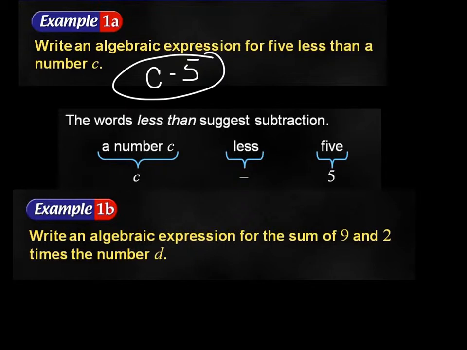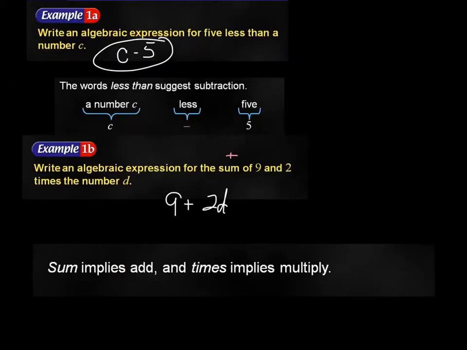Next, they ask us to write an algebraic expression for the sum of 9 and 2 times the number d. Well, sum is the answer when we add. So it's just going to be 9 plus 2 times the number d. And to write 2 times d, we just have the coefficient 2 right in front of the d. Sum implies add, and times implies multiply. So our answer was 9 plus 2d.